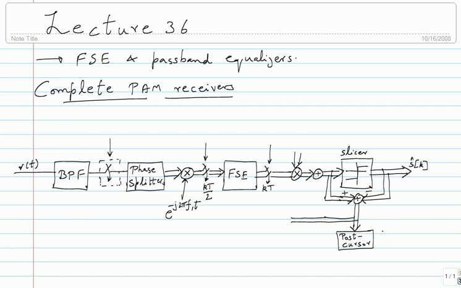For adapting the post cursor, the post cursor also works with the output of the slicer and gets it back into these guys. Is that okay? So make sure the picture is clear in your mind. Here I have a multiplication from the carrier, then after that it goes to the fractionally spaced equalizer for update.